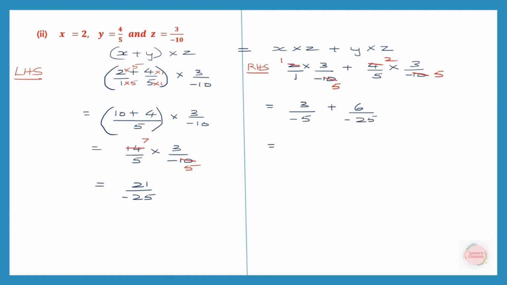Now here for addition and subtraction, we have to have the denominator positive. So let's move the minus sign to the numerator. Minus 3 by 5 plus minus 6 by 25. Now here we have to find the LCM of 5 and 25. 5 1s are 5, 5 5s are 25. Carry on, 5, 1 and 1. So LCM is equal to 5 into 5, which is 25.